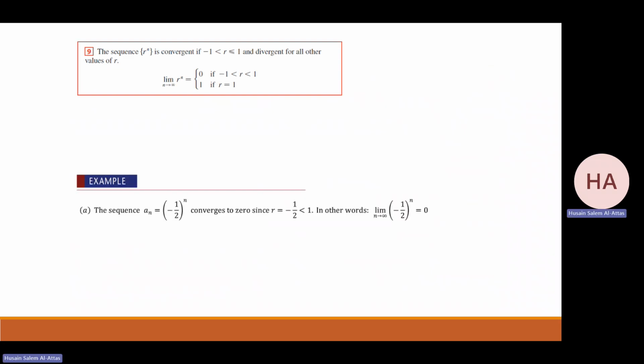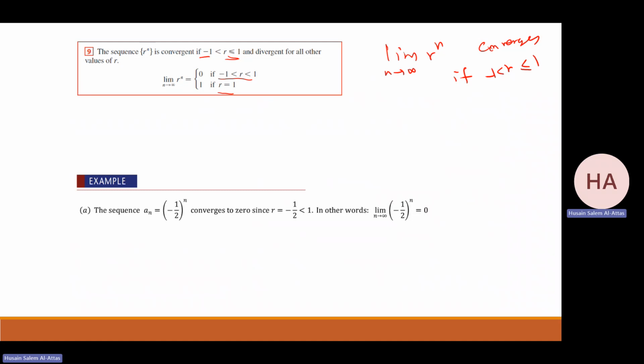R to the power n. There's something special about R to the power n. What is the limit as n goes to infinity of R to the power n? It depends on R. If R is between -1 and 1, then it will converge. Diverge otherwise. These are the only two cases: R equal 1 or R is between -1 and 1. It will converge, otherwise it will diverge.